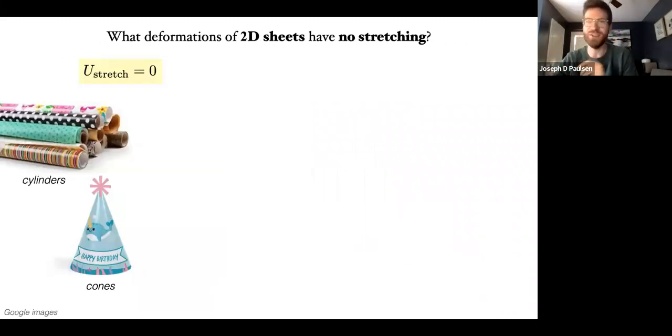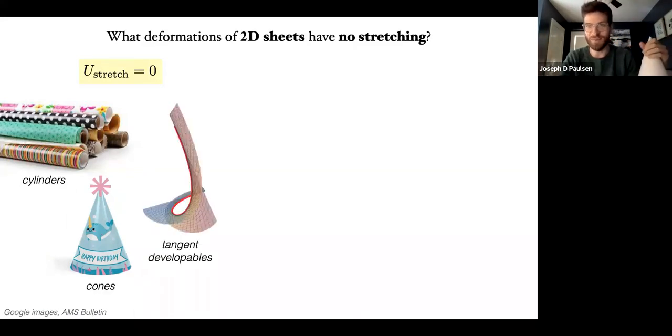So from rods to sheets. What are the isometries of sheets? Well, they're the birthday shapes, it turns out. Rolls of wrapping paper make cylinders, so cylinders are isometries of this sheet. And they're cones, like a birthday hat. This is a nice isometry of a sheet. And if you want to be really unique and bring a strange gift to a birthday party, you might consider bringing a tangent developable. This is the third and final type of deformation of a sheet that avoids stretching.